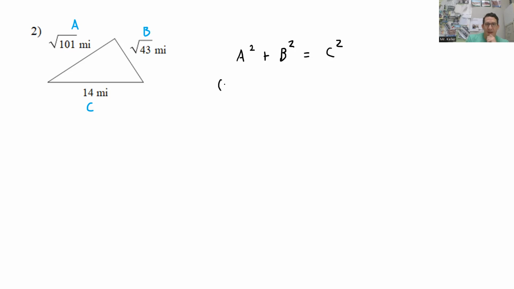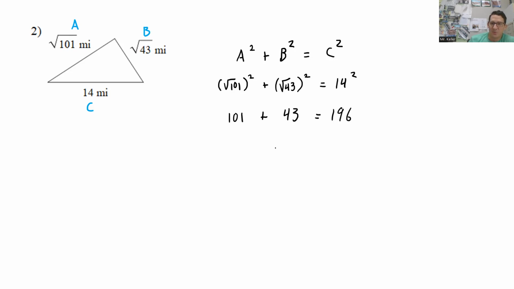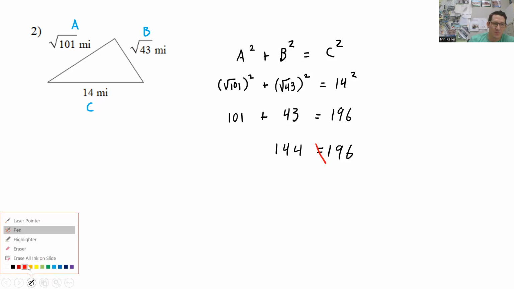I have A as square root of 101 squared. B is square root of 43 squared. C is 14 squared. So square root of 101 squared. Again, the root and the power just cancel each other out. You just get 101. Square root of 43 squared, the root and the power just cancel each other out. You just get 43. 14 squared is 196. So 101 plus 43, that is 144. And look at that. That is not equal. They are not equal.